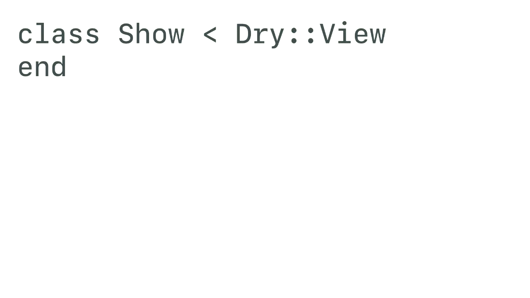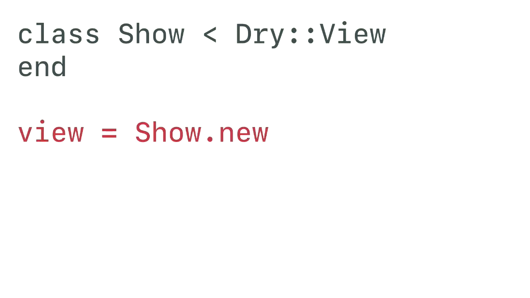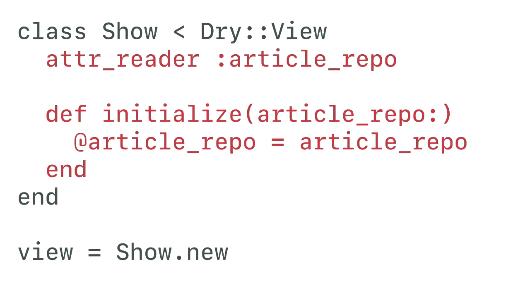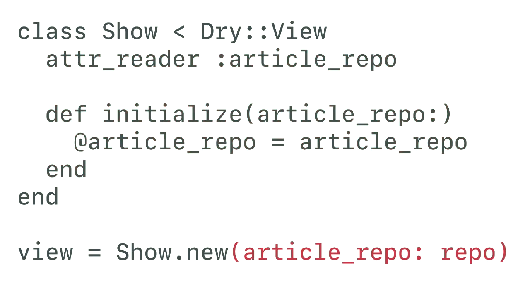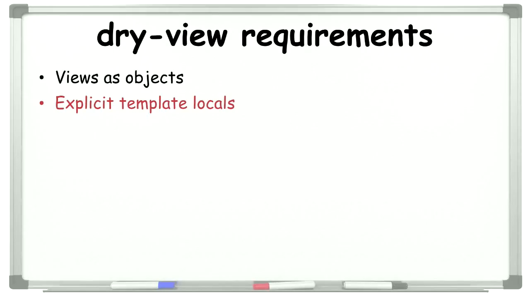Let's start by defining a class we'll inherit from DryView. And then, yes, looks like we can make this into an object in typical Ruby style. And then we'll make it so our views can have some dependencies injected as well. This means they can cleanly collaborate with whatever other parts of our application they might need to go ahead and do their job. So today we'll be building a view for showing an article, nice and simple. So in this case, we want to give it an article repository so it can load articles from the database. And then we can pass it in when initializing the view, just like so. So now we have views as objects.